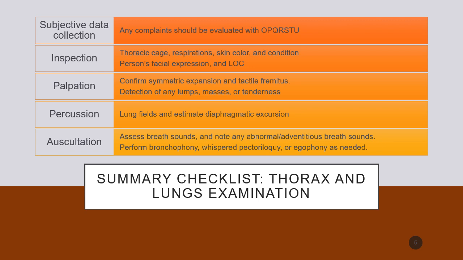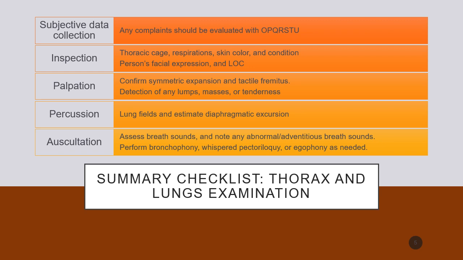So for our assessment, we're going to collect subjective data first. Any complaints should be evaluated with onset, provocation, quality, region and radiation, severity, timing, and what do you think is going on. Inspect the thorax anteriorly and posteriorly, looking at the thoracic cage, assessing respirations, skin color and condition. The person's facial expression will give you a lot of cues as to how much distress they're in and their mental status.